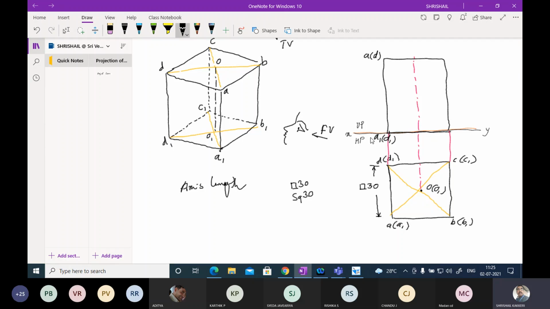D1 will be there. And since it is a front view, it should be dash. This should be dash. Okay. And similarly, B in bracket C, B dash in bracket C dash, and similarly B1 in bracket C1. This is B1 dash in bracket C1 dash.